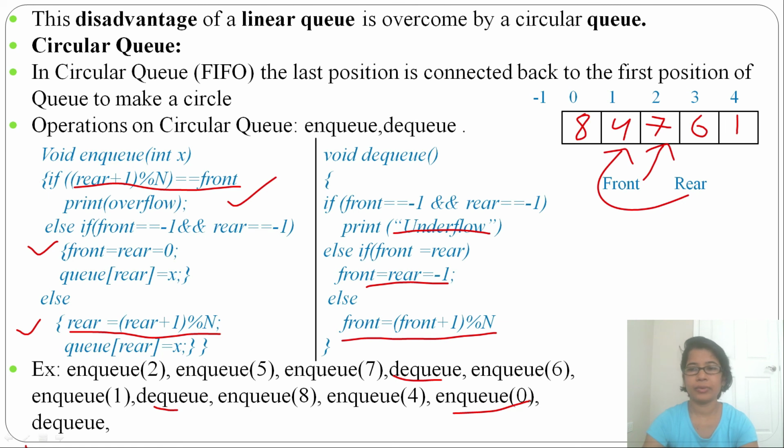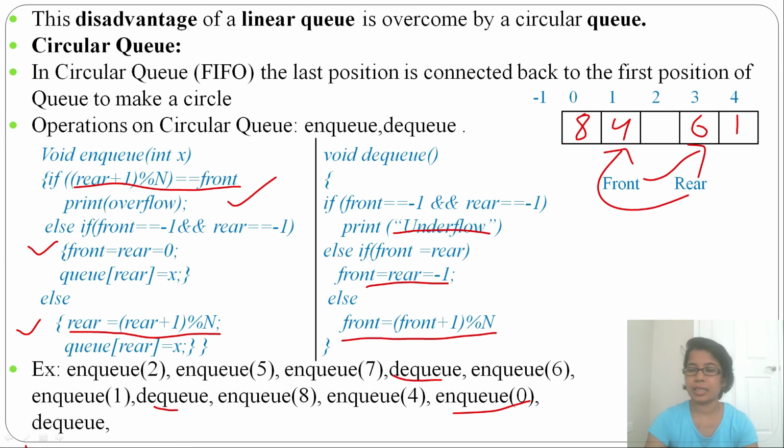Next DQ, obviously DQ you can do. So you can just DQ, and front will point to here. So now front will increase. In this way NQ and DQ will be done. Here just the overflow condition is different: rear plus 1 mod n equal to front. Every time rear equals rear plus 1 mod n, and for DQ, front equals front plus 1 mod n.